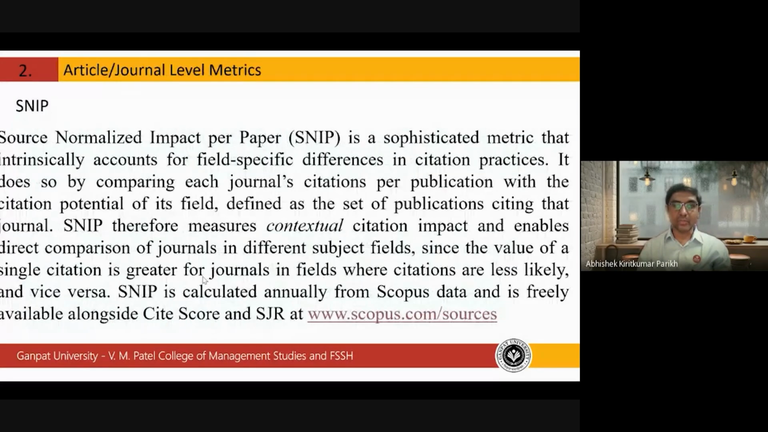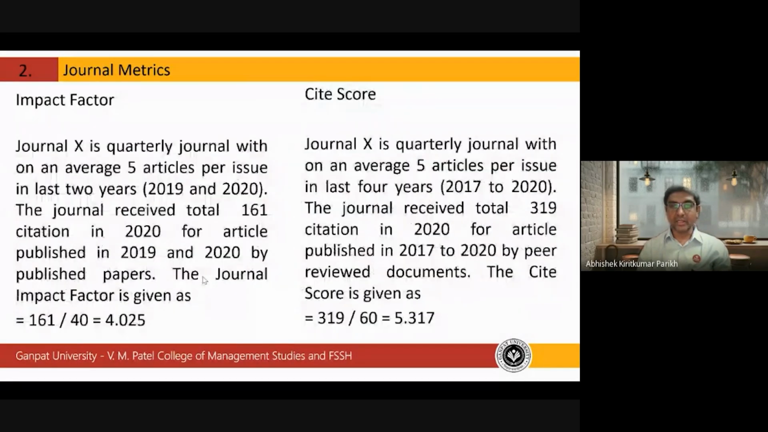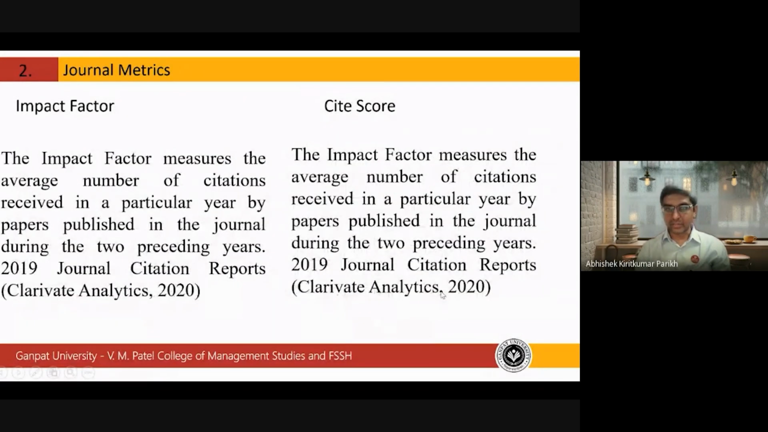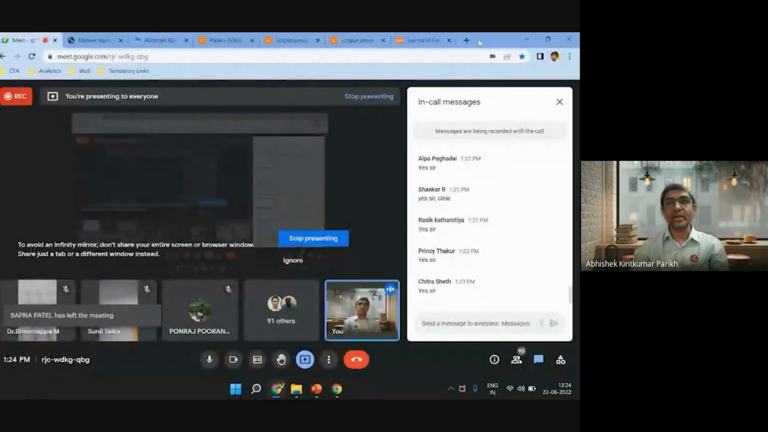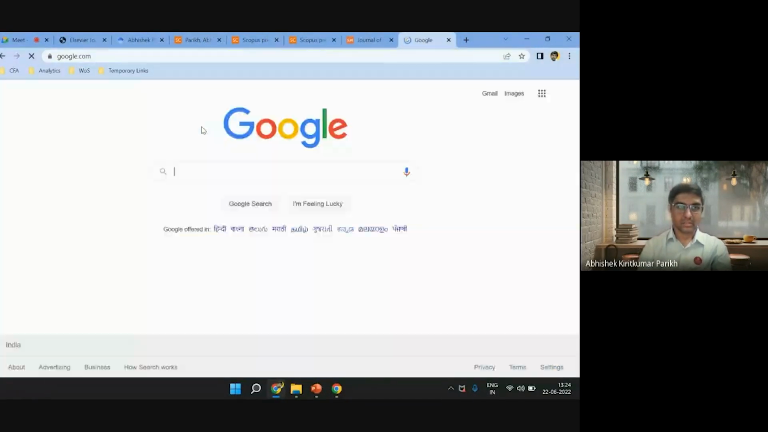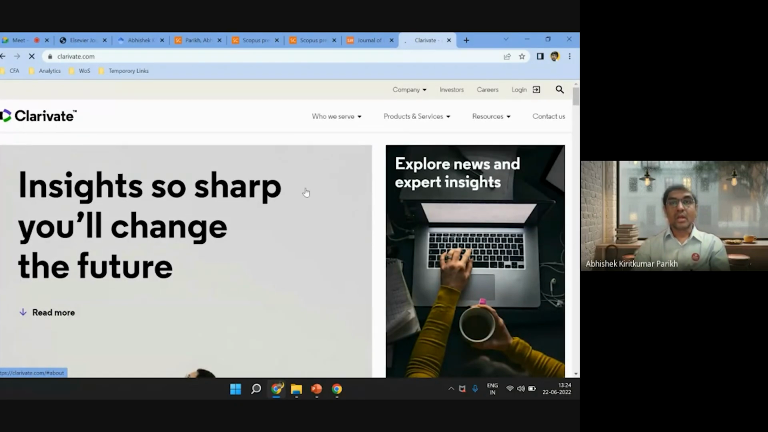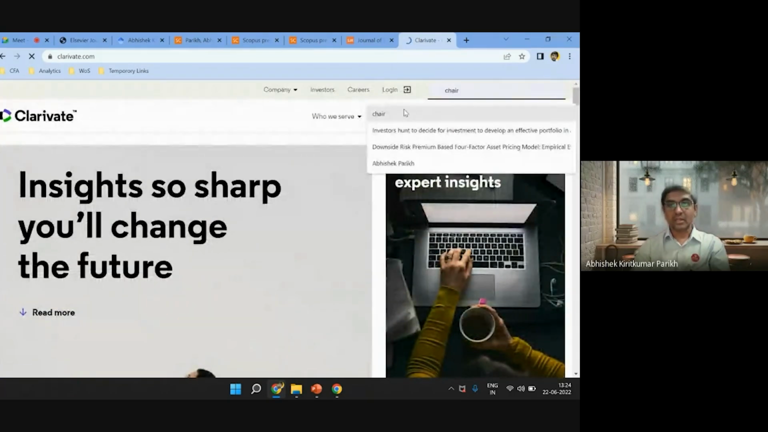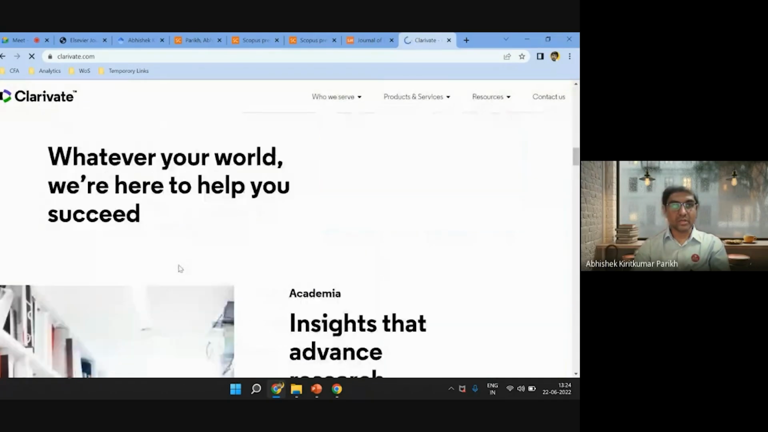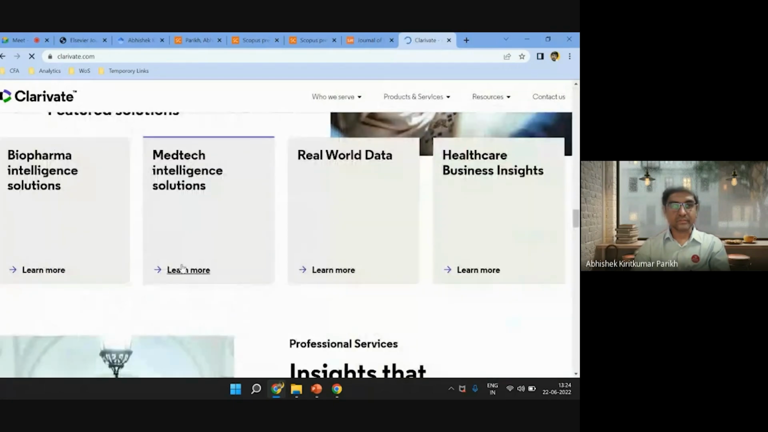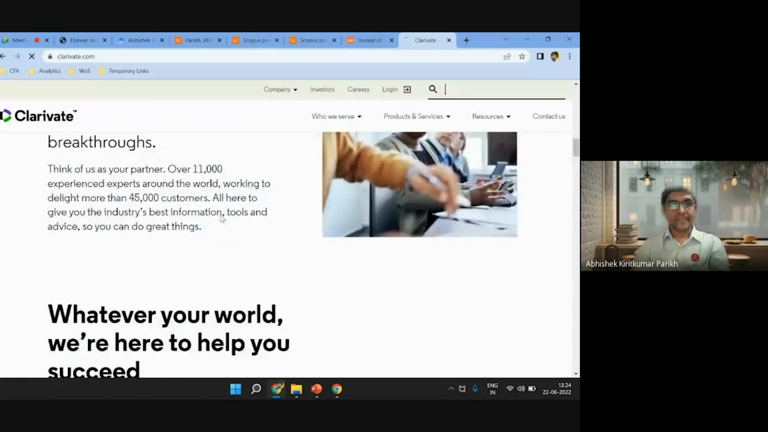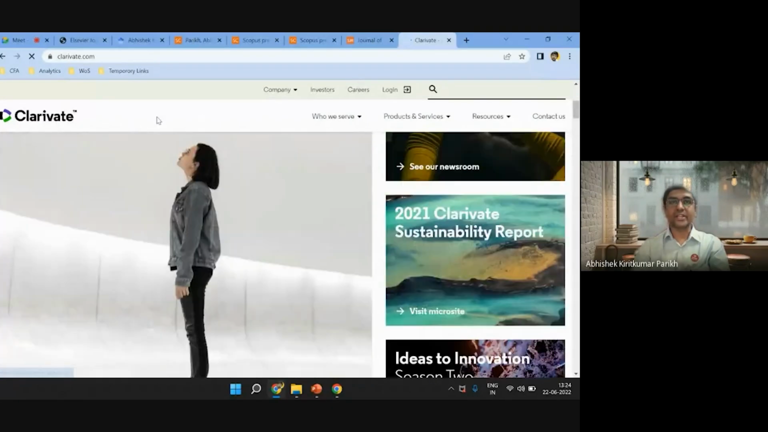Now what is the journal citation report? The journal citation report is again published by Clarivate Analytics, right? Clarivate Analytics also supports Web of Science. This is also Web of Science supported. So if you want to identify whether a particular journal is listed on Web of Science or not, you can search from here, right? And this provides the citation report every year.